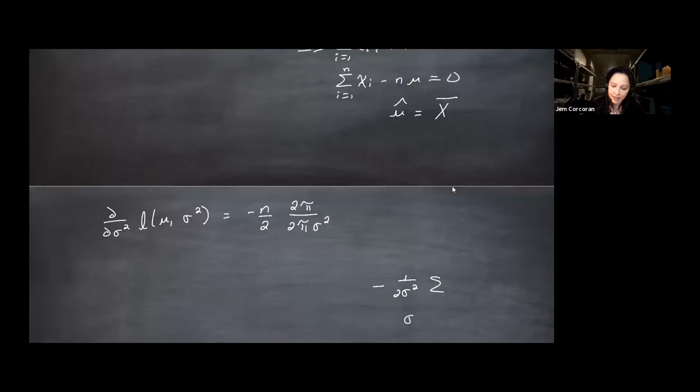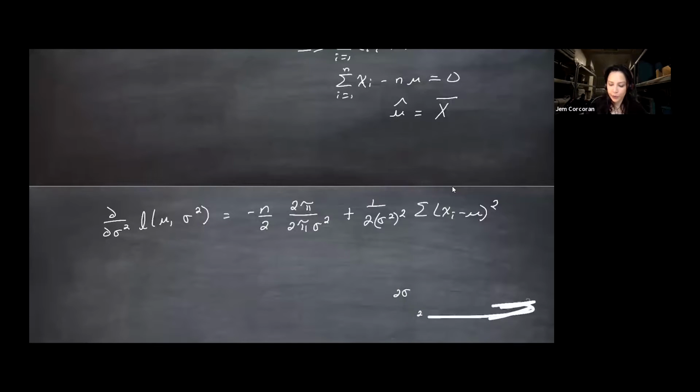And if you think of that as sigma squared to the minus 1 and take the derivative, you'll get minus sigma squared to the minus 2, then the rest of this derivative of the log likelihood becomes positive 1 over 2 sigma squared times the sum of xi minus mu squared. Let me know if you want me to go through any of those moves in slower motion. I'm happy to do so.